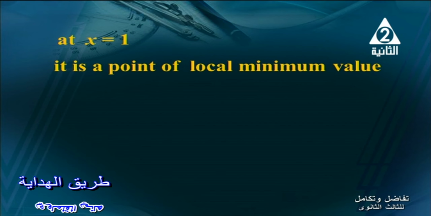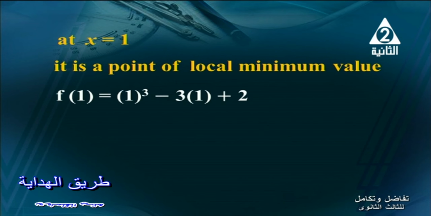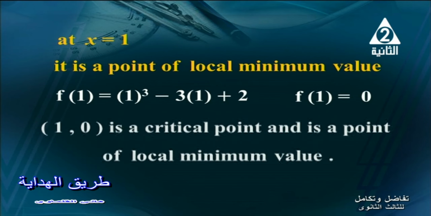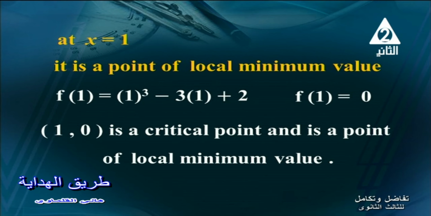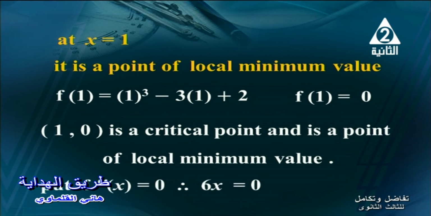Now x equals 1 is a point of local minimum value because the curve of the function is decreasing on the left of x equals 1 and increasing on the right of x equals 1. So the point 1 and 0 is a local minimum value and a critical point. 1 and 0 is a critical point and is a point of local minimum value.